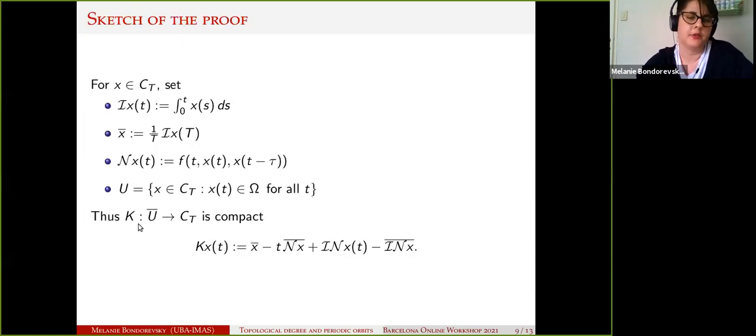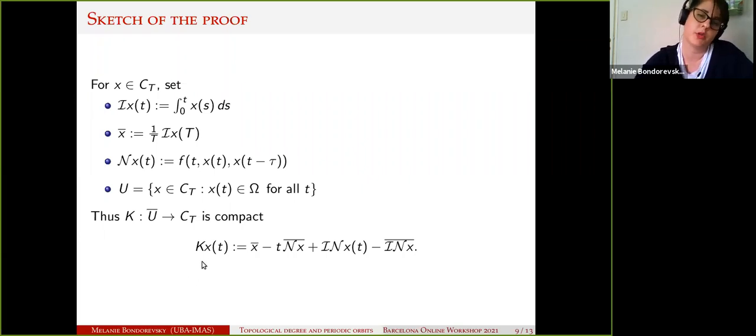So finally, we can define our compact operator that goes from the closure of U to C sub t, and is well defined, meaning that K of x is t-periodic. It's super easy to see that, and also that it is compact. It's just a simple computation. What is important to remark is that every fixed point of this operator is a solution of our equation, hence a periodic orbit of our semi-dynamical system. And conversely, every solution of our system is a fixed point of K.